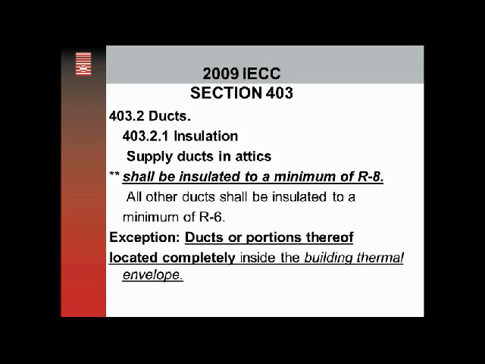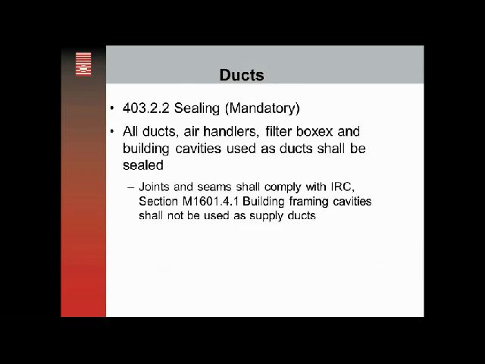The duct section of the 2009 IECC, section 403.2, ductwork, language says that for insulation, supply ducts in attics shall be insulated to a minimum of R8. All other ducts shall be insulated to a minimum of R6, and the exception would be ducts or portions thereof located completely inside the building thermal envelope.